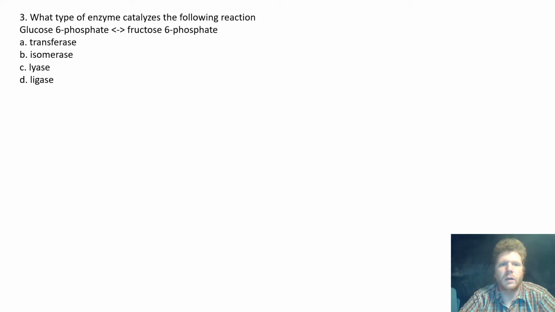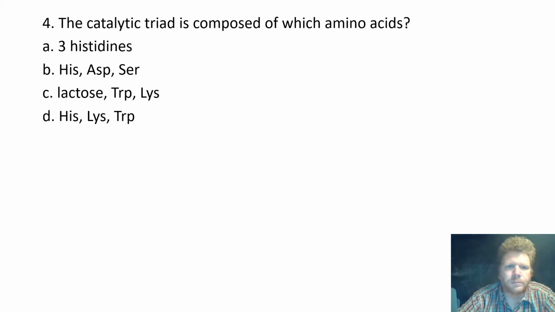They just get rearranged. Nothing is happening in terms of removal of a phosphate group or the addition of a phosphate group. So all that we are doing is isomerizing our substrate. We're not transferring a phosphate group on, we're just rearranging these carbons. Hence, we are working with an isomerase.